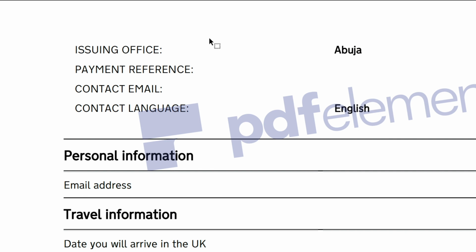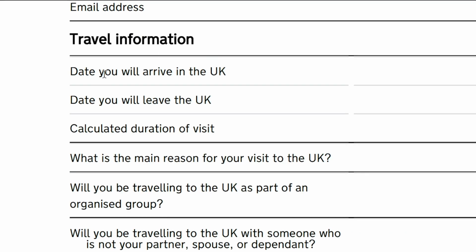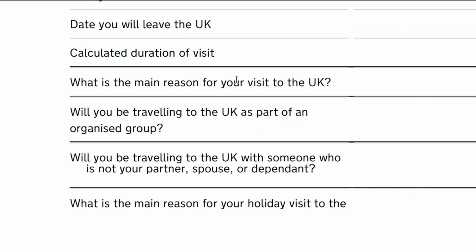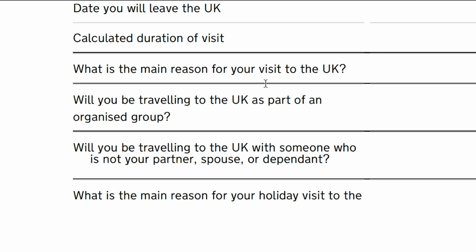They're going to ask for your email address and the travel information: the date you will arrive in the UK, the date you will leave the UK, and the calculated duration of your visit. So when do you plan to arrive in the UK? When do you plan to leave? At the end of the day, what's the duration of your visit? What's the main reason for your visit to the UK?